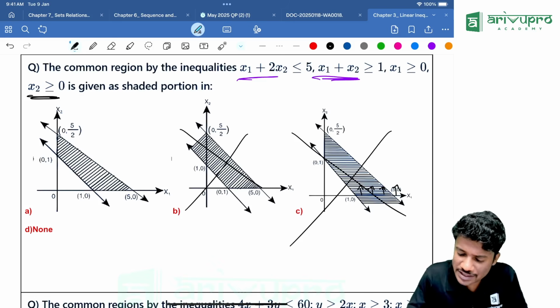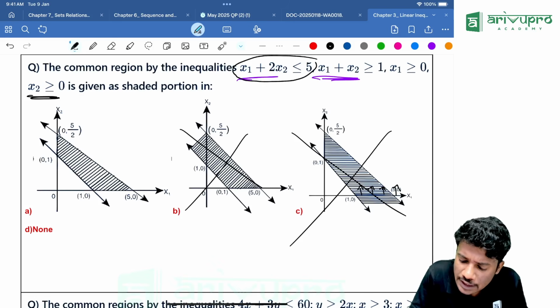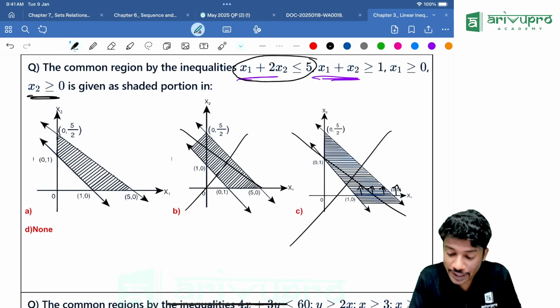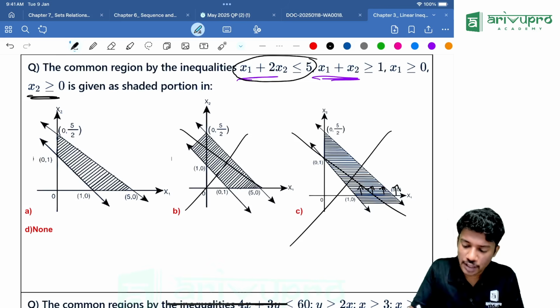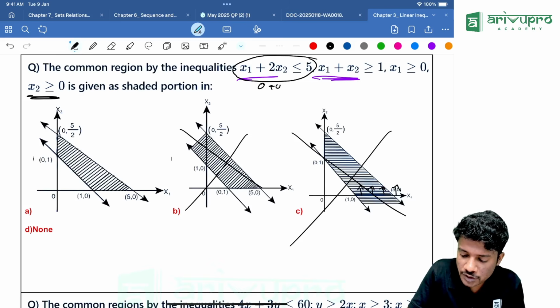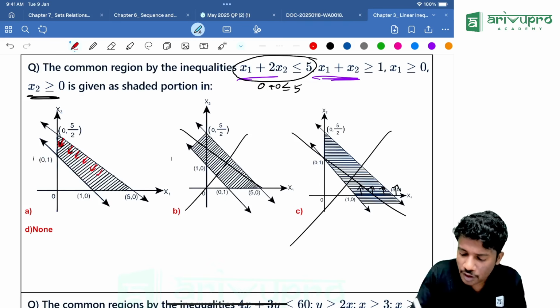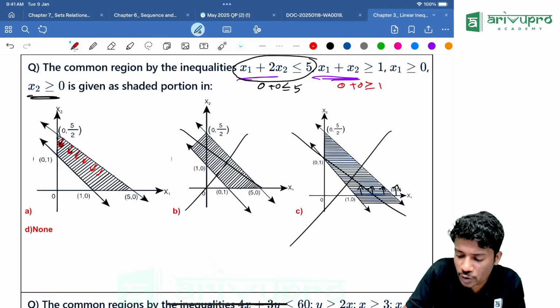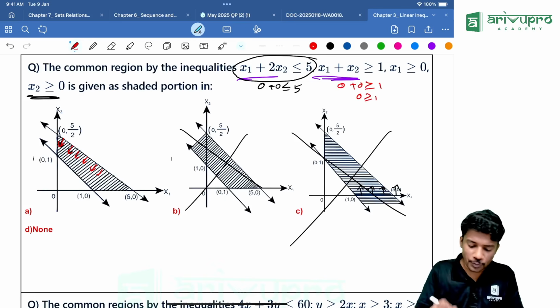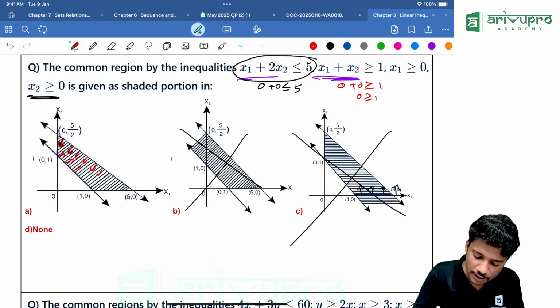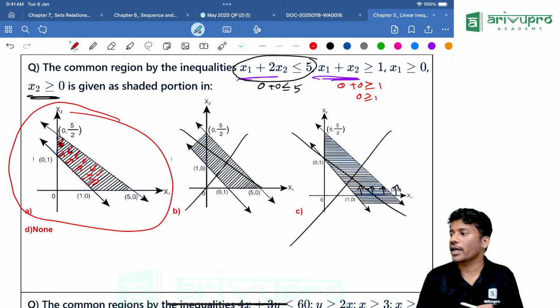Option A. Now we will check. x plus 2y, 2x1 plus 2x2 greater than or equal to 5. Assume 0, 0. 0 plus 0 less than or equal to 5. That means it is coming towards the origin. Then what is the case? x1 plus x2, that means 0 plus 0 greater than or equal to 1. Is that possible? It is not possible. That means this graph should be away from the origin. That means option A is the right answer.